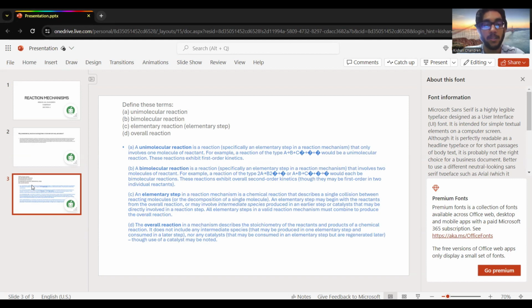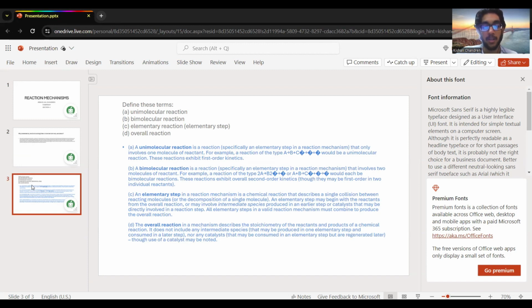However, a bimolecular reaction is specifically an elementary step in a reaction mechanism that involves two molecules of reactants. For example, 2A will break down into 2B, or A plus B will produce C plus D, and many more, would be bimolecular reactions. This reaction exhibits overall second order kinetics.